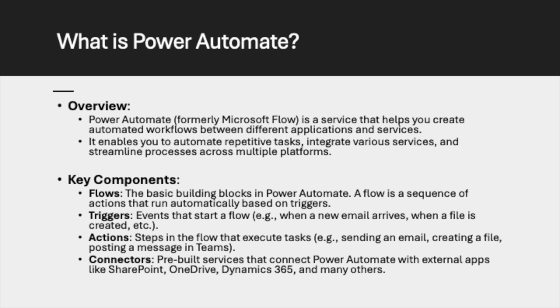Some of the key components of Power Automate include flows, the basic building blocks in Power Automate. A flow is a sequence of actions that run automatically based on triggers. Triggers, events that start a flow. Example, when a new email arrives, when a file is created, etc.